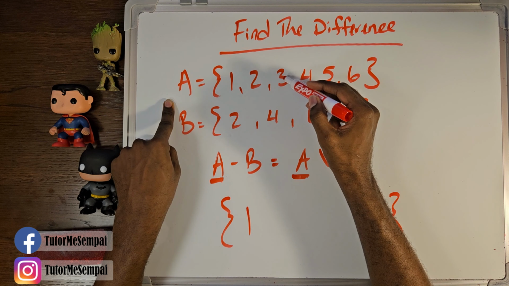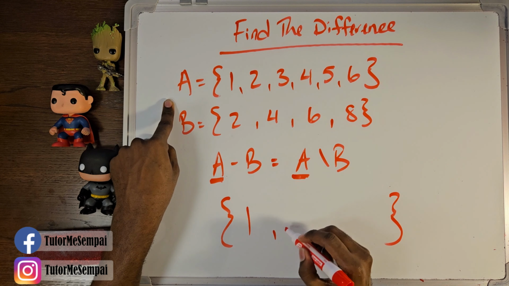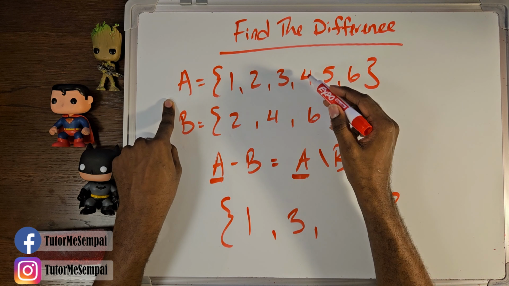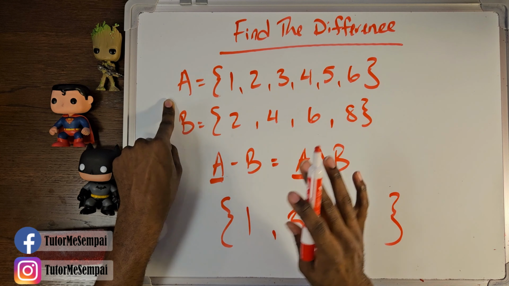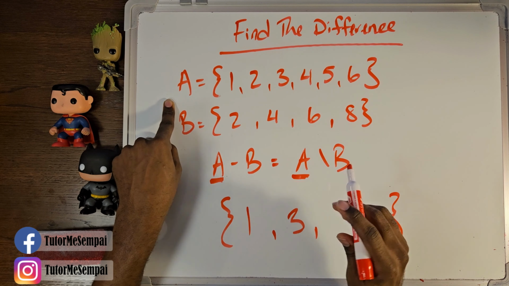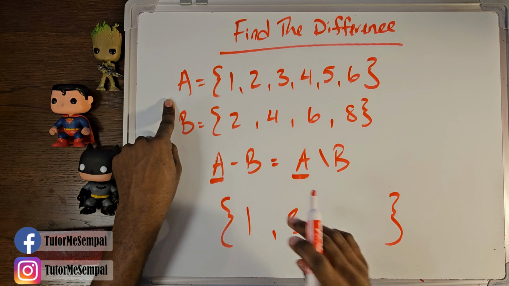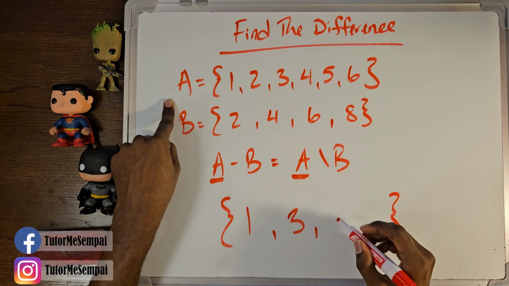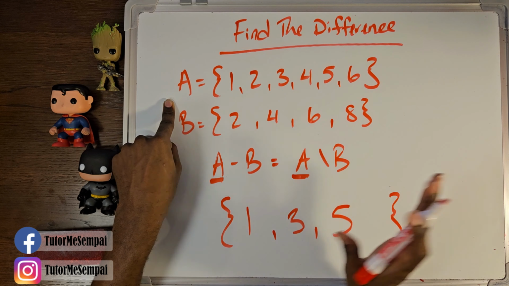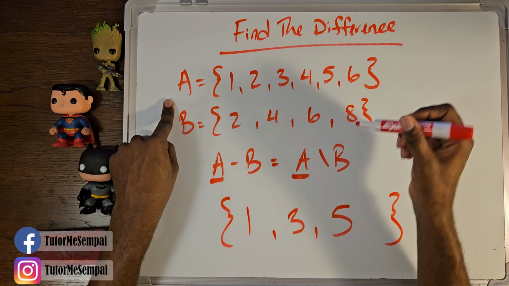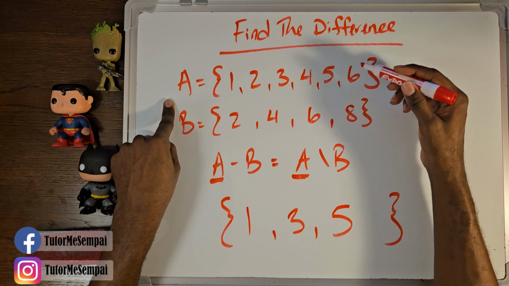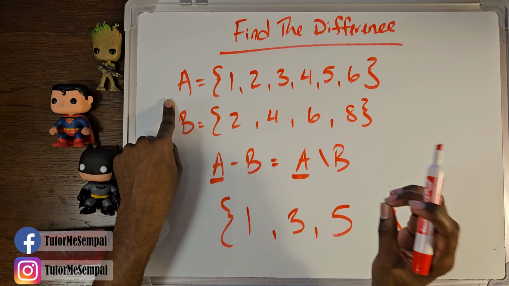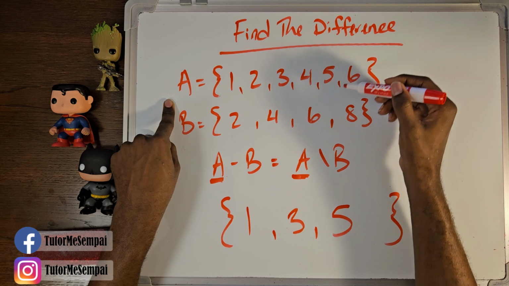How about 3? 3 is not in B, so we can write it. How about 4? 4 is in B, so we're going to remove it. It doesn't get down here. We're subtracting it from our result. We don't want it. How about 5? 5 is not in B, so we can write it. We're not going to subtract it. It doesn't exist in B. How about 6? 6 is in B, so we don't write it. We subtract it. It's in both.